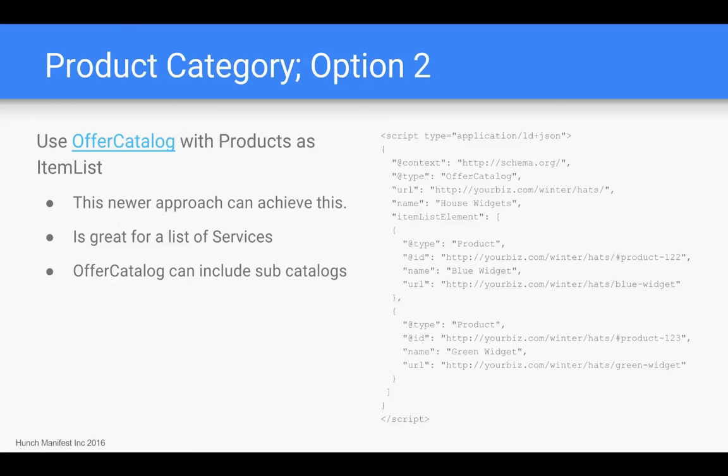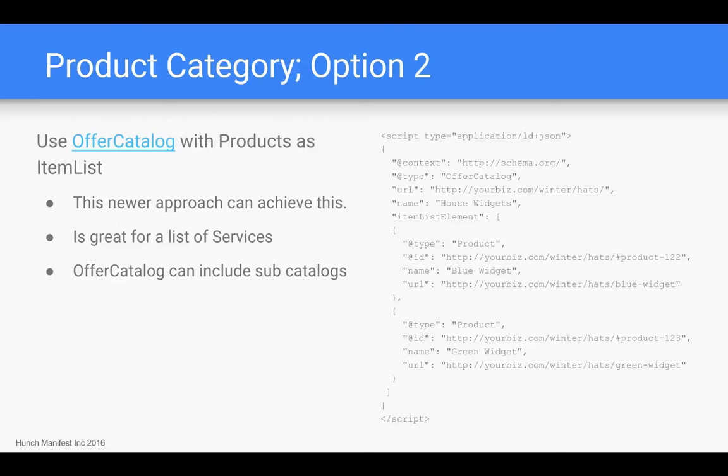You can even have some sort of sorting options within your offer catalog. So you can say this is sorted from highest rated to lowest rated, or by most popular, or by date released, or the price. So you can actually specify those sorting capabilities within your offer catalog.